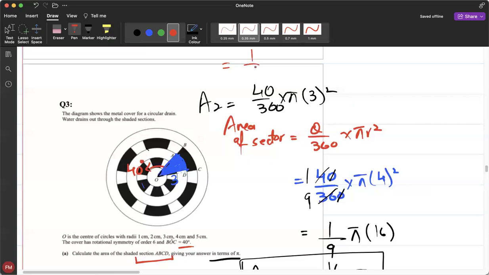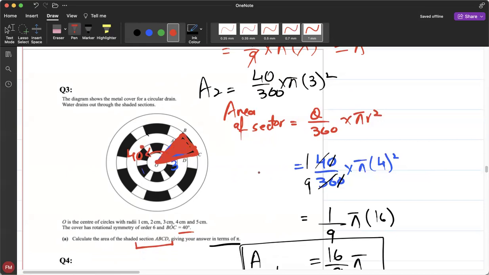0 and 0 cancels out. You end up getting 1 over 9, and then it's going to be pi 9. This and this cancels out. You end up getting just pi. What does this represent? Pi. And what did the previous part represent? This whole thing. We knew this came out as 16 over 9 pi.